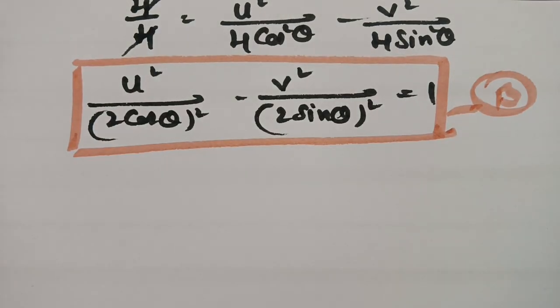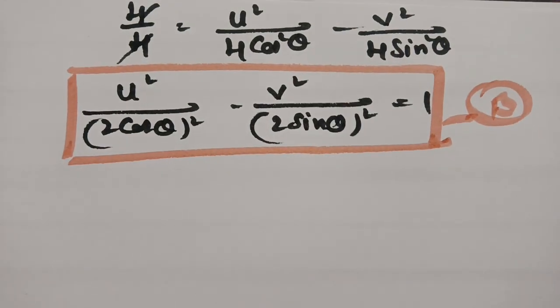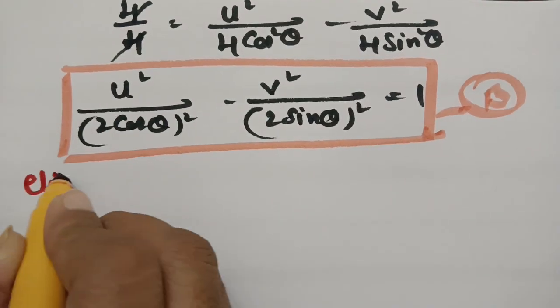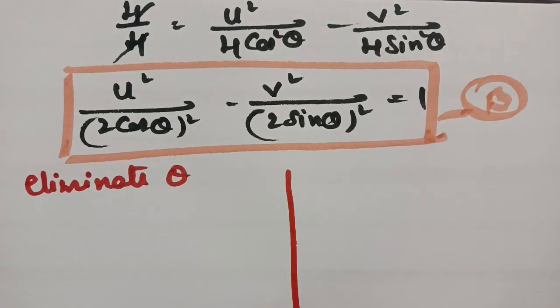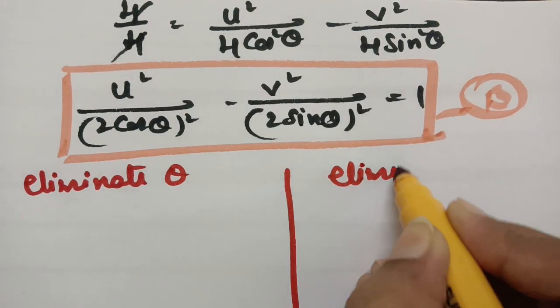So we have two equations here: one after eliminating theta, and the next one after eliminating r.